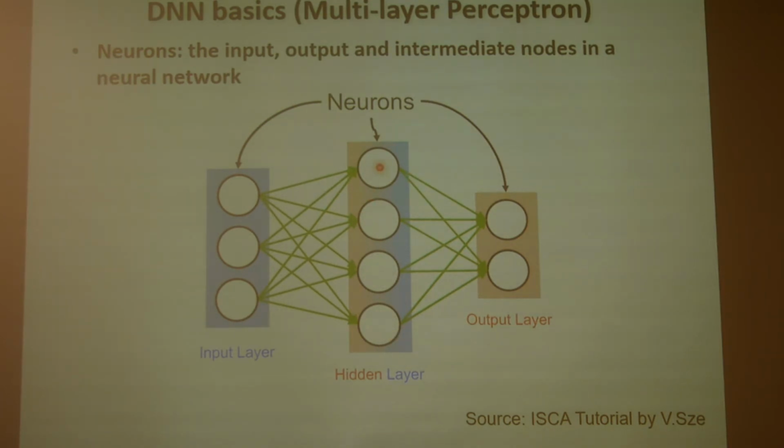The neuron values in the hidden layer are calculated based on the input from its previous layer. In this example, there is only one hidden layer, but in an actual network, there can be several hidden layers. And the last one is the output layer. It gives the inference results of the neural network. For example, for image classification, it gives the label of the image that you input into the network.